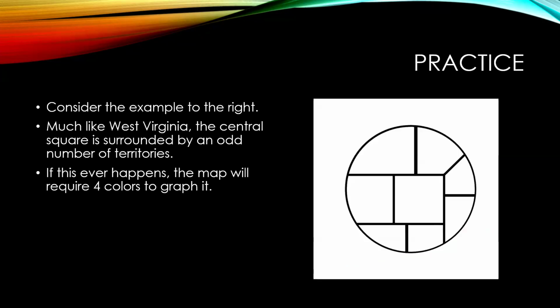It turns out we can do this for abstract regions as well. If you look at this one, we have a square and it has 1, 2, 3, 4, 5, 6, 7 different states around it. Much like the West Virginia case, the central square is surrounded by an odd number of territories. Whenever this happens, your map is going to require 4 colors to graph it. So if you ever have a state or country which has an odd number of territories going around it, you are going to be required to have 4 colors.